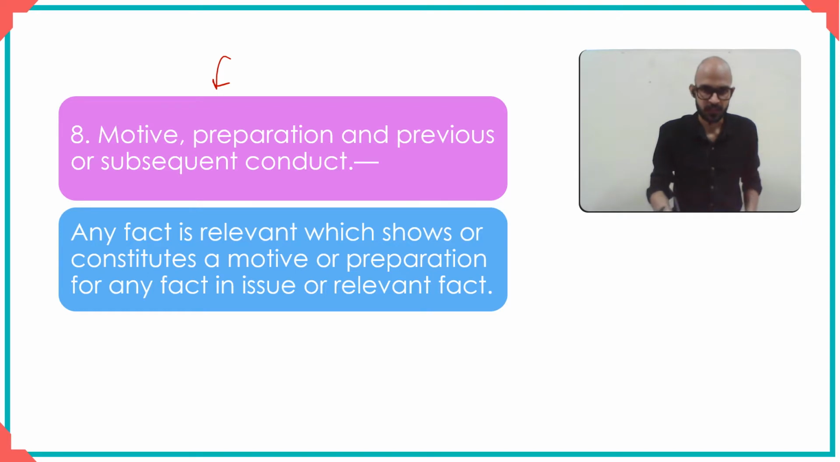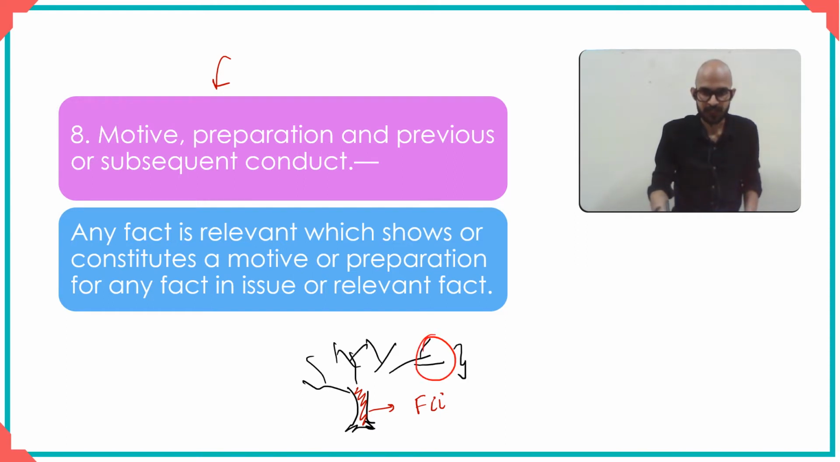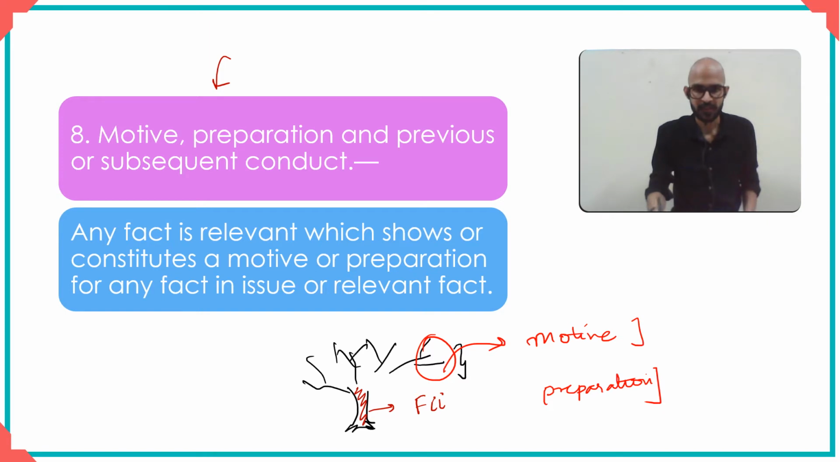or relevant fact. So what we'd seen was that we start off with the trunk of the tree. The trunk of the tree is what we identified as the fact in issue, the principal fact, the factum probandum. And then we branch out to the collateral facts that also need to be relevant, right? So now for section 8, it makes the collateral facts relevant if they are found to show or establish either the motive or the preparation. Of course, there's more to it, but for the time being, we're just seeing motive and preparation. Let's take a closer look at this now.